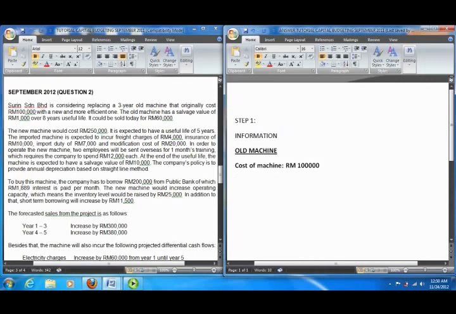Okay, next information. And how many years, class? The useful life is 8 years. Next, salvage value is 1,000. Alright, class. The cost of the machine, as you can see in the question, Surin Sundaram Berhad is considering replacing a 3-year-old machine that originally cost 100,000. So this is the cost, 100,000.